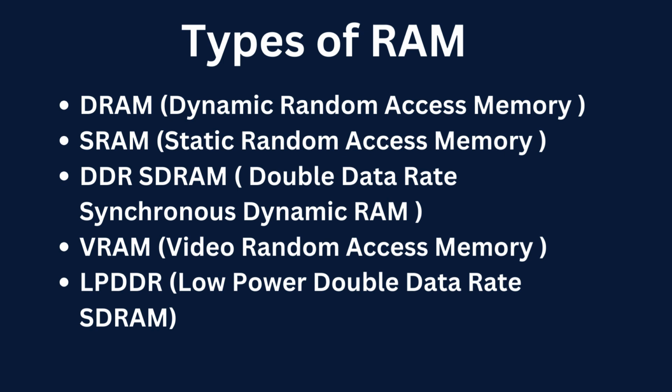LPDDR, Low Power Double Data Rate SDRAM, is a type of RAM designed for low power consumption in mobile devices like smartphones and tablets. LPDDR, represented by versions like LPDDR2, LPDDR3, LPDDR4, and LPDDR5, is like having an energy-efficient but quick access area on a mobile device where data can be processed swiftly without draining the battery too much.